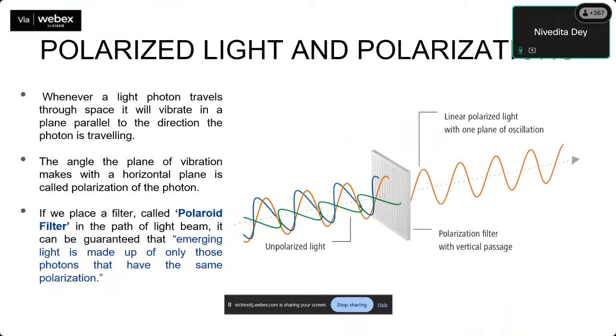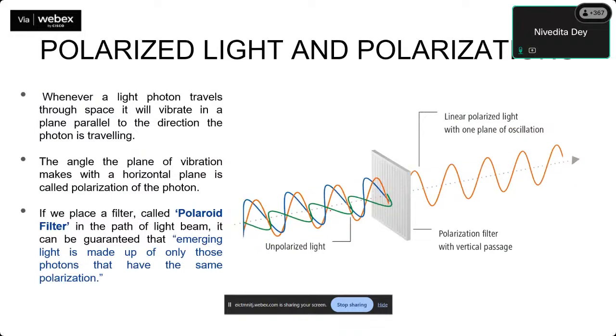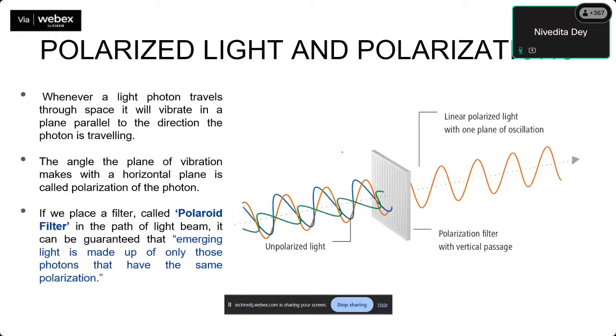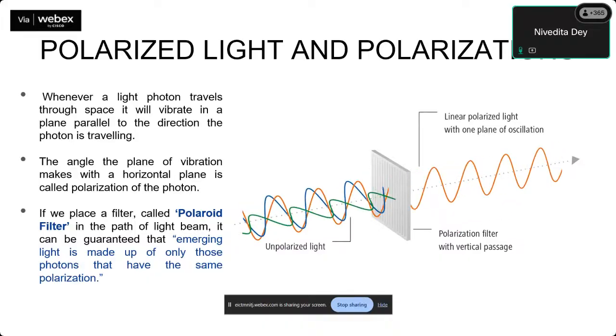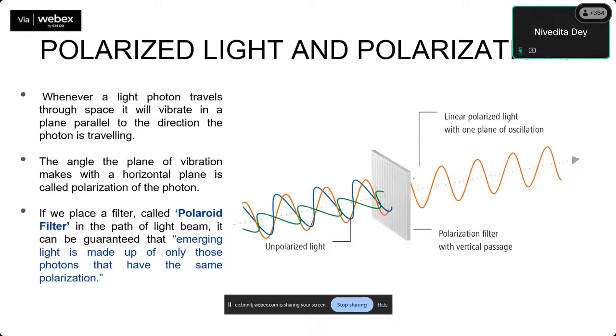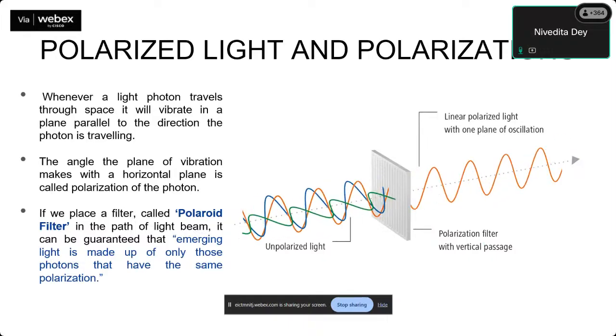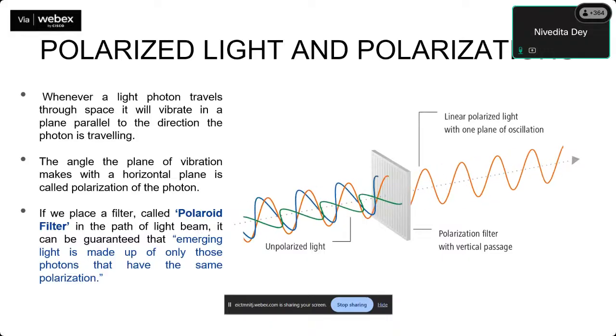And the polarized light and polarizations, you can see that whenever a light photon travels through space, it will actually vibrate in a plane parallel to the direction of the photon it is traveling. So this is the unpolarized light, this is the polarized light, and this is the polarization vector. Depending on the vector, angle, and all, a few of the signals will be passed through and few will be blocked.